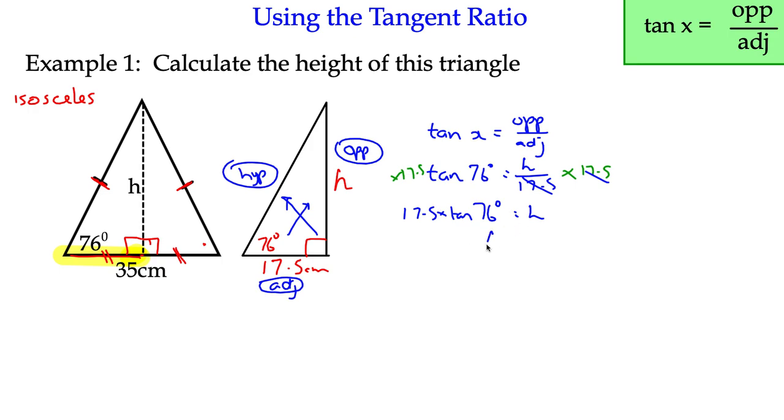On my calculator, I'll switch it around. h is equal to 17.5 multiplied by the tan of 76. 17.5 multiplied by, press the tan button, 76 degrees. I get 70.1886.